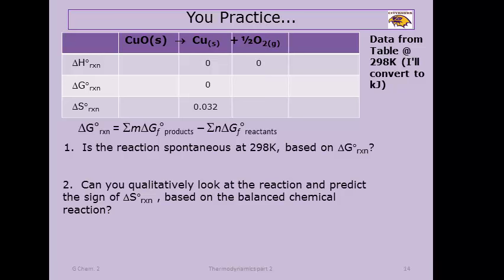So now I have oxygen, which once again is a diatomic fundamental element. That's 0 on the enthalpy and 0 on the free energy or Gibbs energy.